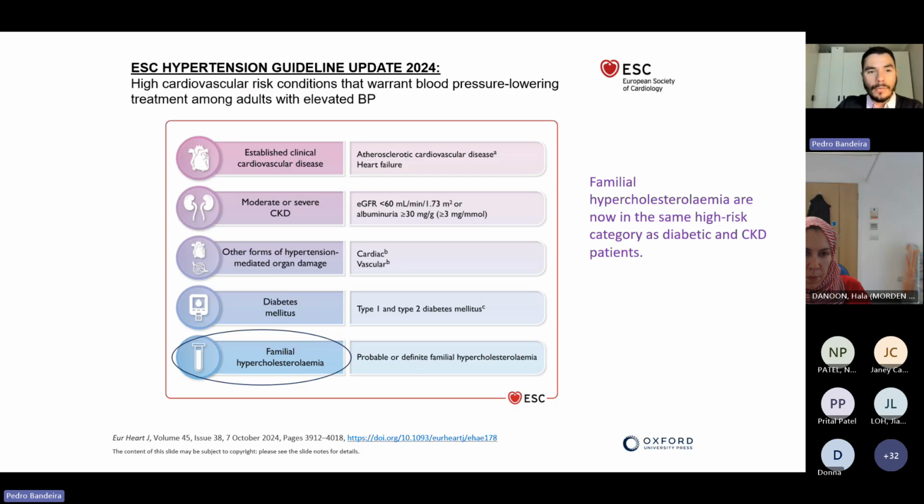I can also see, from the hypertension guideline I mentioned a moment ago, that familial hypercholesterolemia is now being added to the guideline and is considered a high risk category, almost the same kind of risk as diabetes or CKD patients. So from a primary care point of view, it's important to know the criteria for FH screening and how to identify those patients in primary care.